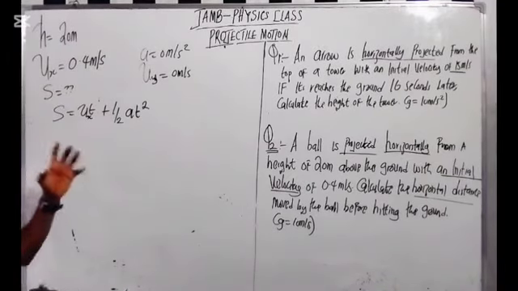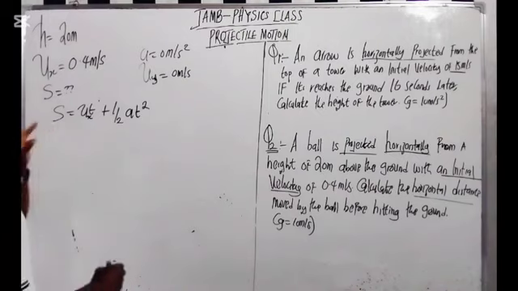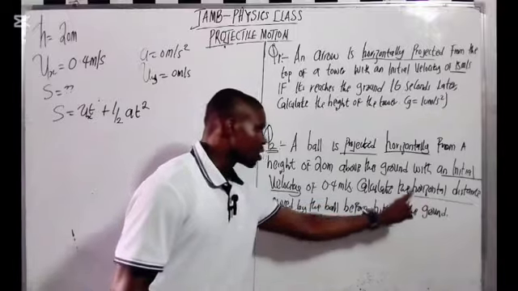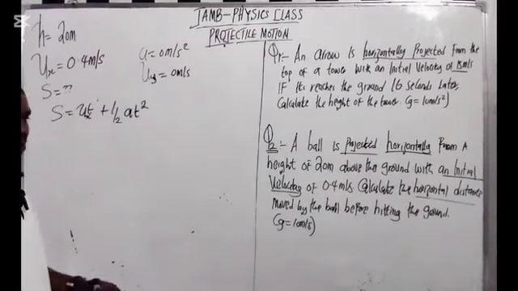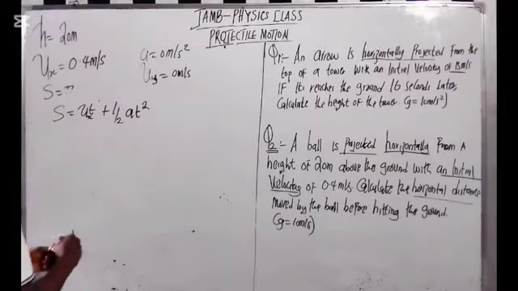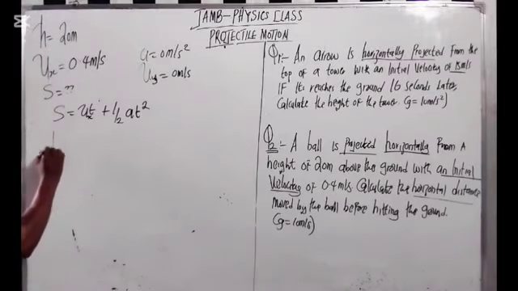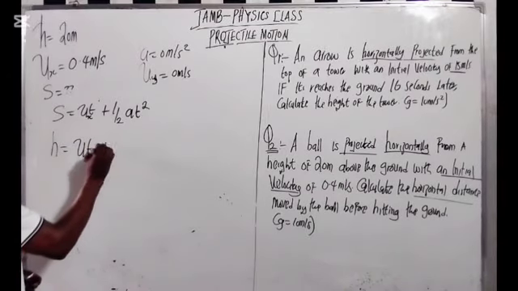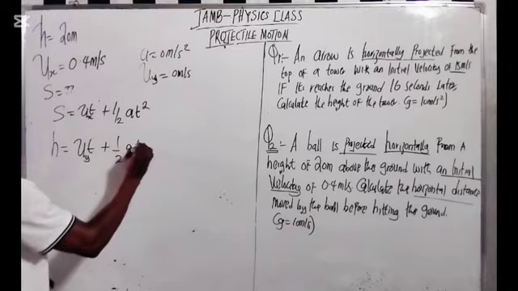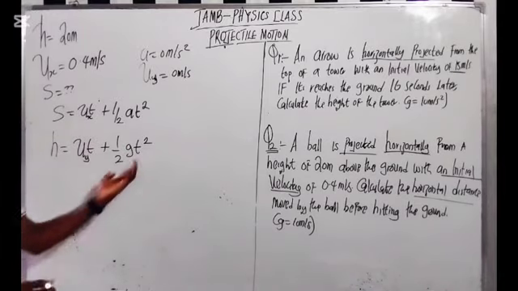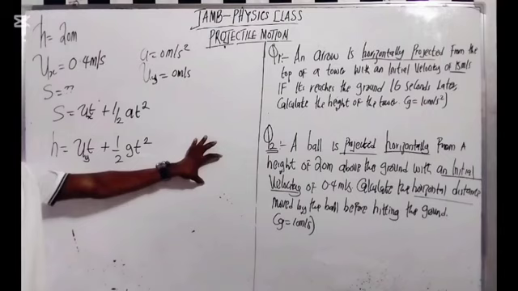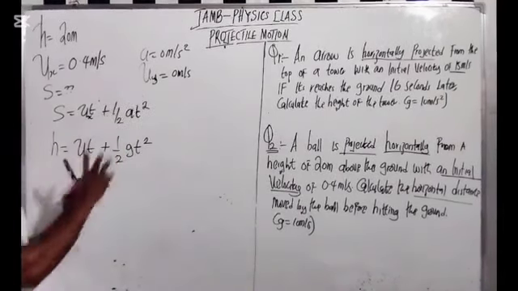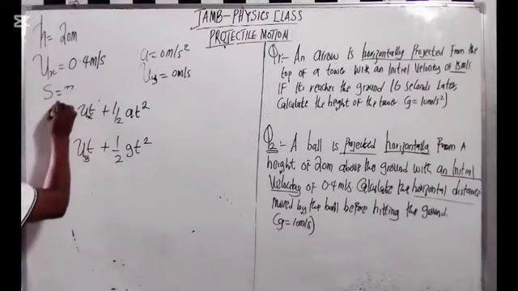So the goal here is to calculate time, because if I want to calculate the horizontal distance moved by the ball before hitting the ground, I need the time first. Which formula can we use here? Because we are thinking about height, we use h equals uy t plus half g t squared. This is what I want to use to calculate my time. That is the main mission. Once I get my time, I put it here and calculate the distance, which is what they say we should calculate.